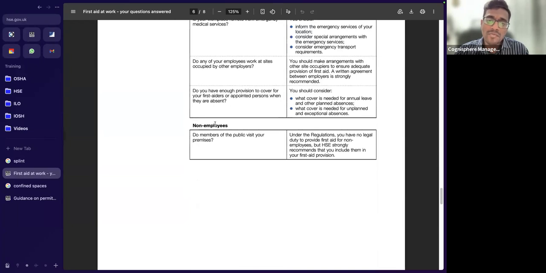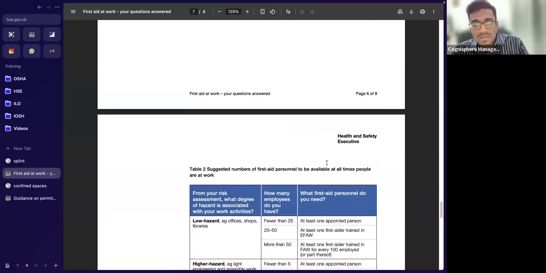And then if you have non-employees, like any customers or public, anybody who is not your employee, under the regulations you have no legal duty to provide, but it is important that to preserve or to save life, you need adequate arrangements.